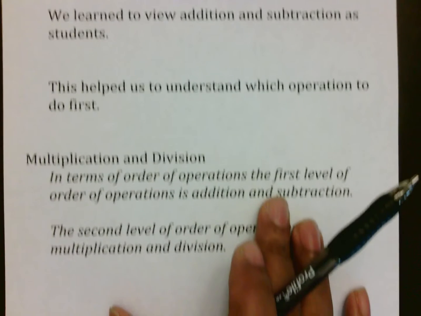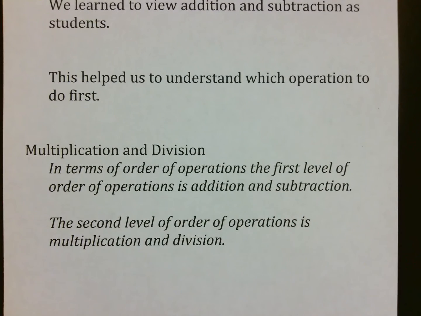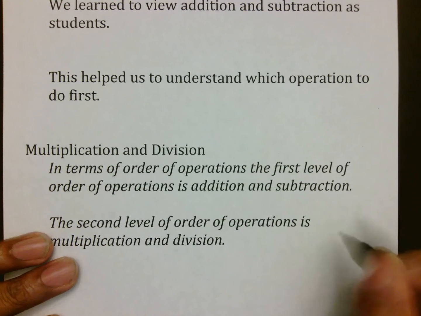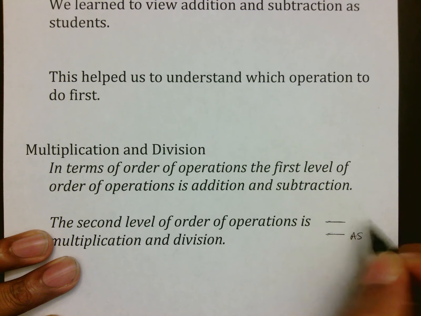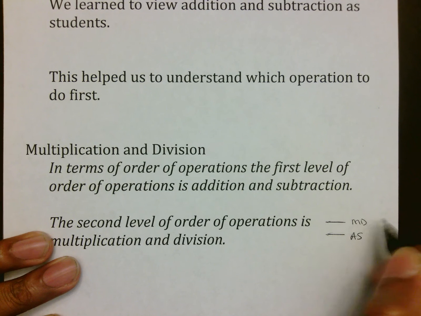But in terms of multiplication and division in the order of operations, the first level, which would be the bottom level of operations, is addition and subtraction. They are the weakest operations in the order of operations. The second level, a level above them, so they're strong operations but not the strongest, is multiplication and division. So again, your lower level is addition and subtraction. That's where the AS comes from. The second level is multiplication and division.